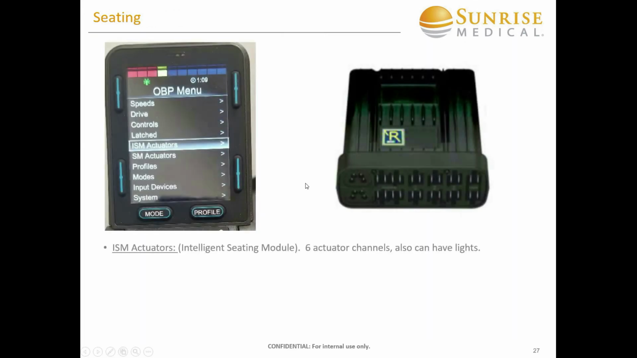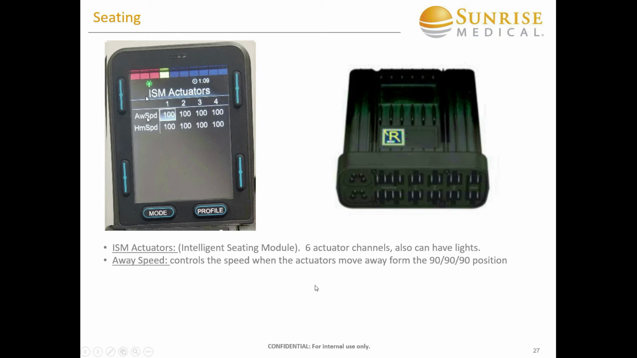All right, there is a setting in the onboard programming called ISM actuators. The ISM actuators give you the capability to set the speed of the various actuators that come out of the seating module. You have an away speed and a home speed that can be set. The home speed is going back to a 90 position. An away speed is when you're moving the joystick or moving the seating away from its home position.